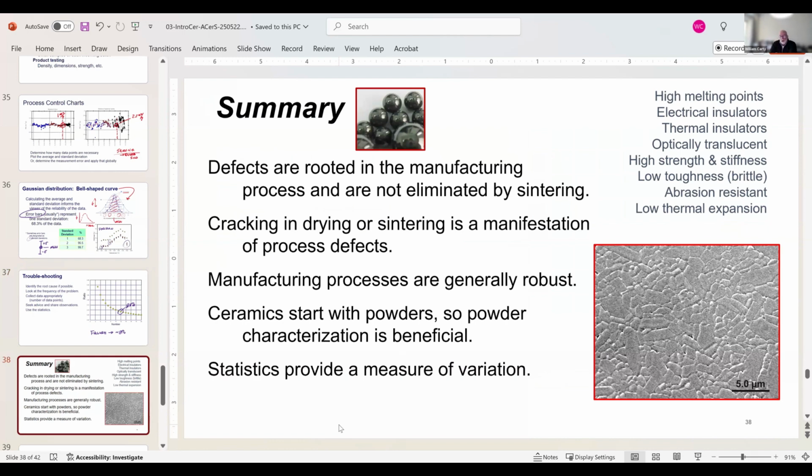Properties of ceramics in the upper right. Defects are rooted in the manufacturing process, are not eliminated by sintering, excuse me. Cracking in drying and sintering is a manifestation of our process defects. Manufacturing processes are by themselves robust. We start with powders, so characterize the powders, and statistics will help us to understand the range of variability that we see in the system.